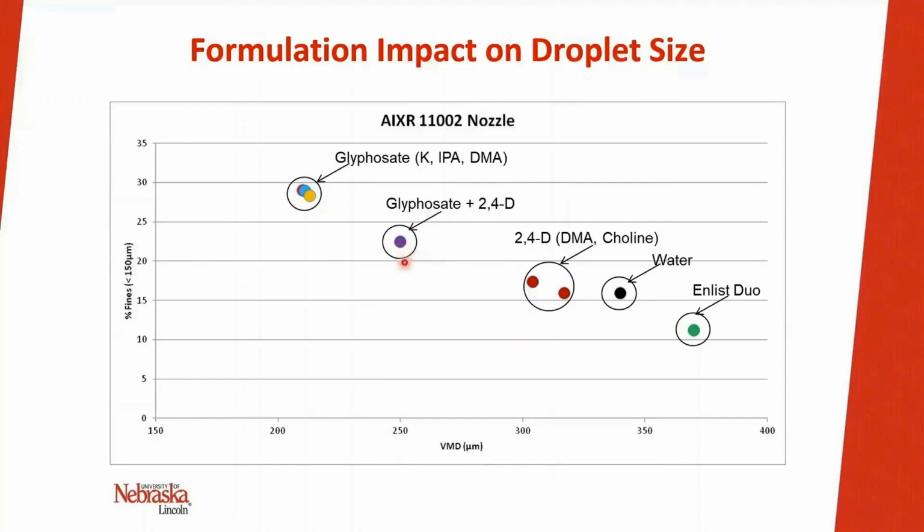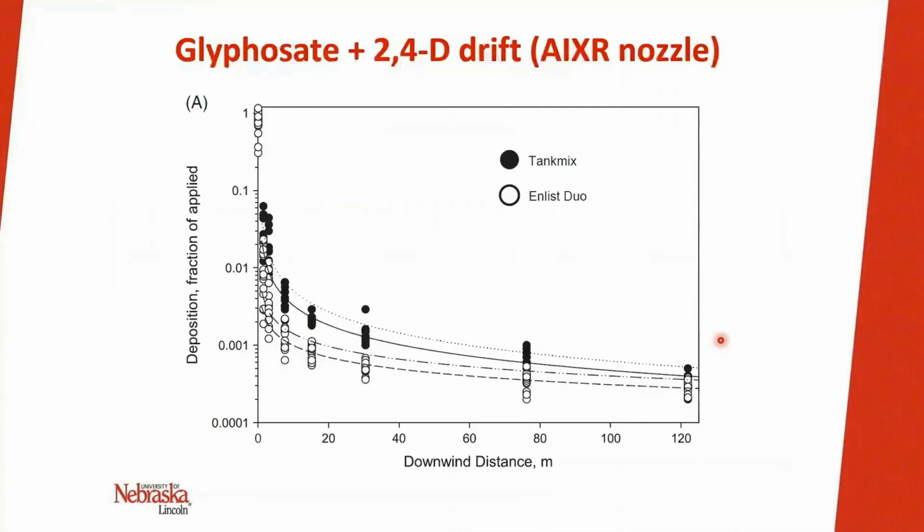But then we compared this tank mixture that we did in the lab with a pre-mixture. Now we are talking about the Enlist Duo formulation. This is glyphosate plus 2,4-D from Corteva. And take a look at the percent of fines when we analyze the pre-mixture formulation. So instead of having 25% of fines, now we are close to 10%. So this actually shows us how important it is for these companies to manage the herbicide formulations in order to mitigate drift.